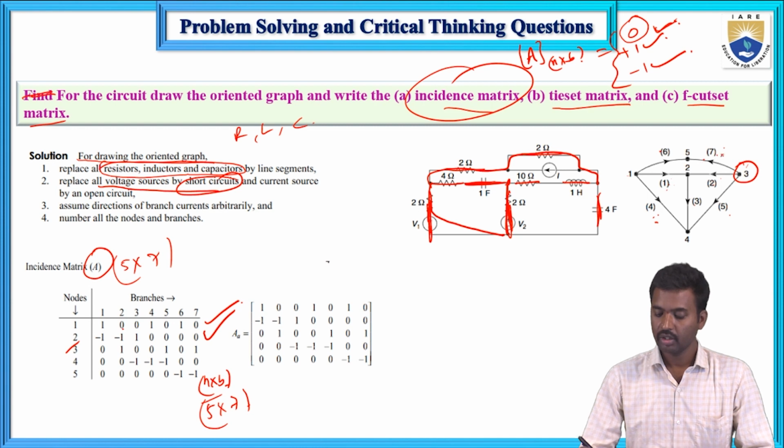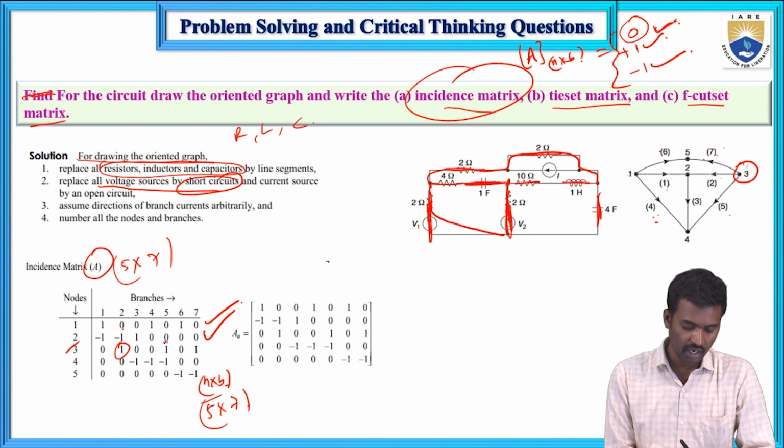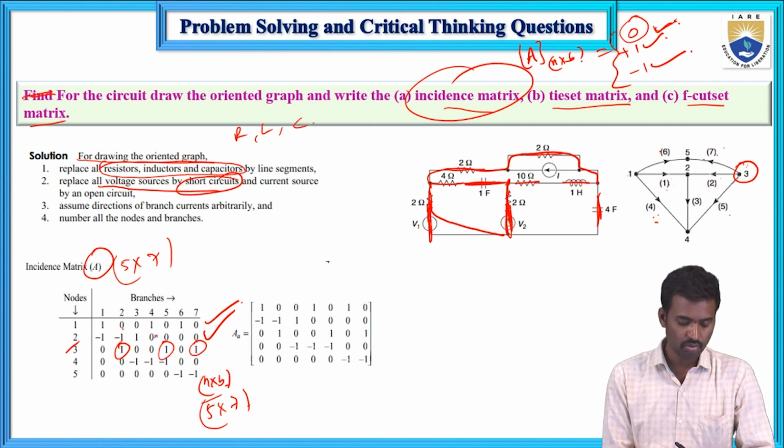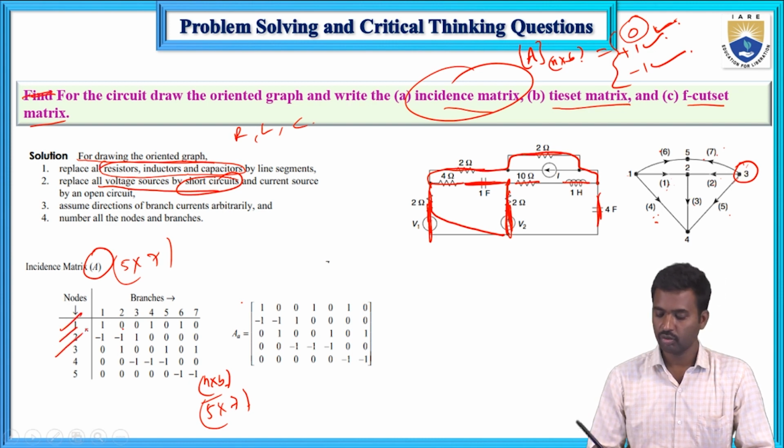What are the associated branches here? 5, 2, 7. Here 2 is leaving, 7 is leaving and 5 is leaving. So 2 is leaving, plus, 5 is leaving, plus, and 7 is leaving, plus. The remaining elements are not associated, so those elements are 0. Now 1, 2, 3 are over, and next is the fourth node.